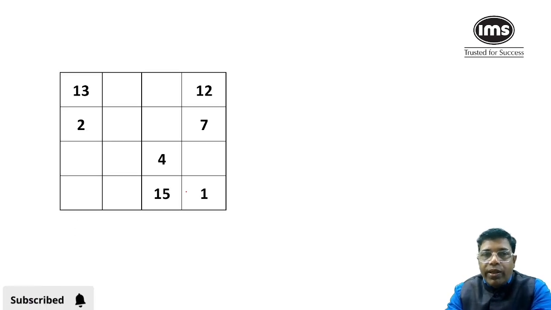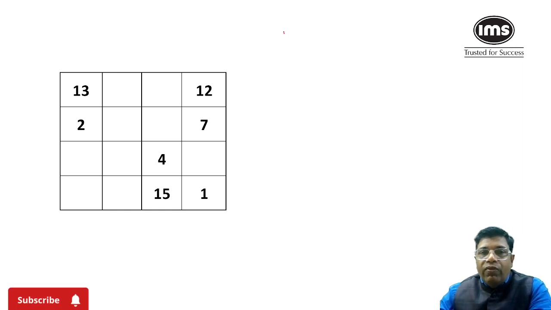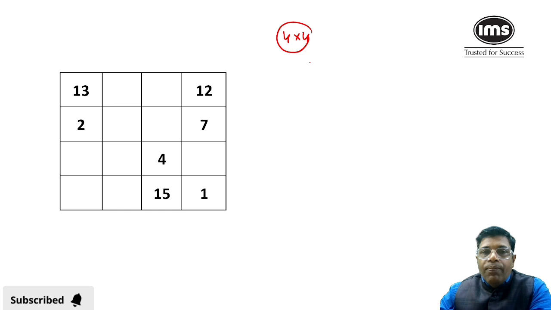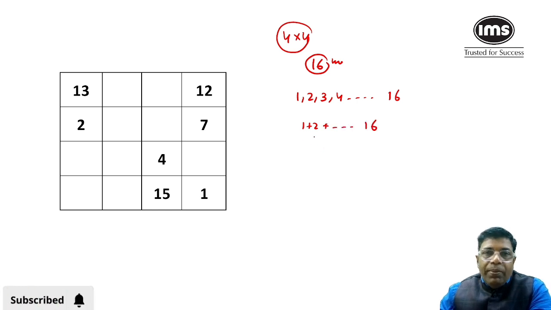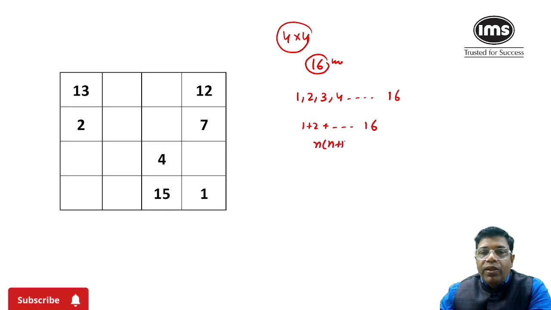Now let's take one more question that has a magic square of 4 into 4. So now if this is a magic square of 4 into 4, you have to fill 16 numbers. Your concept is that you have to fill all the numbers from 1 to 16. So first thing is to add all the numbers from 1 to 16. What will be the summation? Like आपने पढ़ा होगा, 1 से लेकर n तक के सारे integers का summation n into n plus 1 by 2 होता है. So you can say the sum will become 16 into 17 by 2.